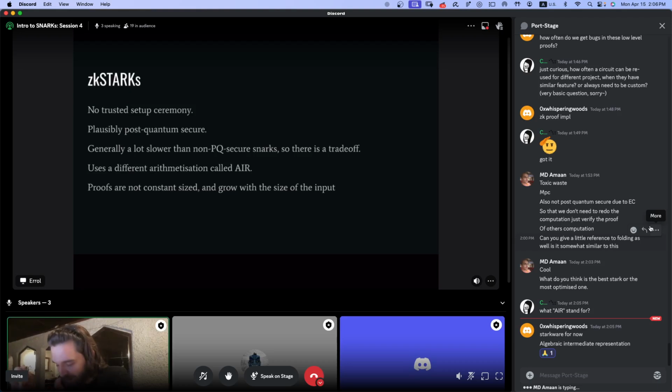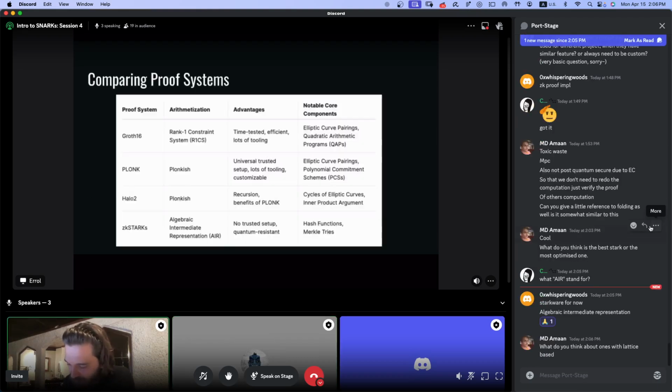AIR stands for algebraic intermediate representation. And similarly, Plonk uses addition and multiplication gates. AIR has its own description. Can you go back to that table? It might make more sense there. AIR is basically the way STARKs make circuits. So it's part of the consideration, right? If you're going to choose STARKs, you've got to want to use AIR, or at least be willing to accept it.